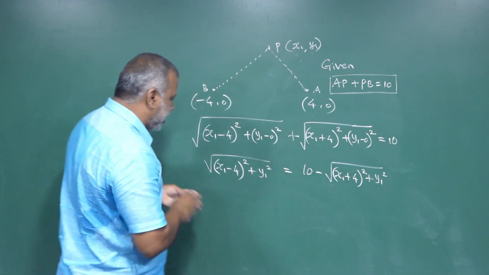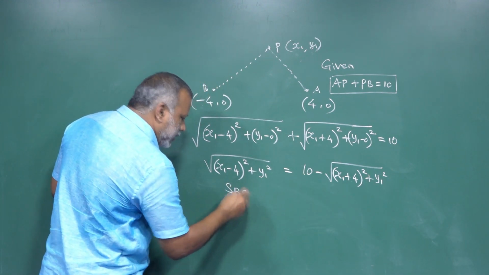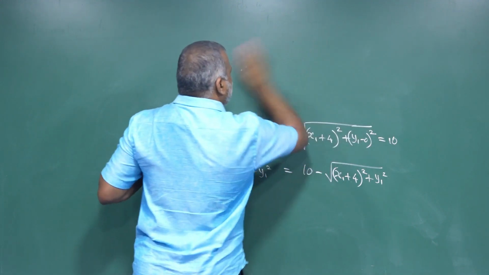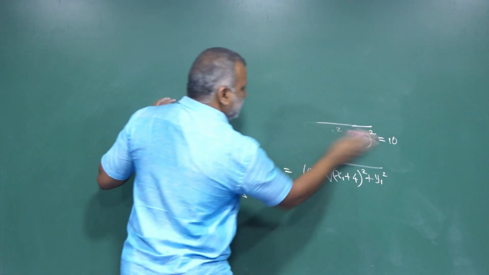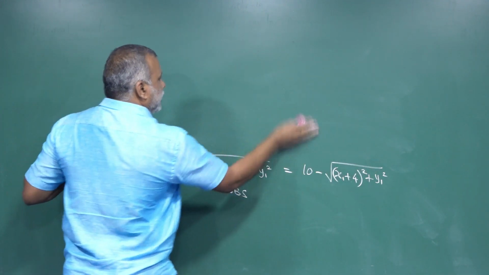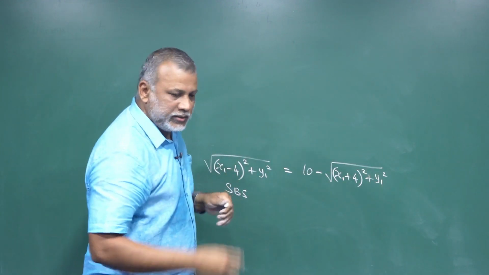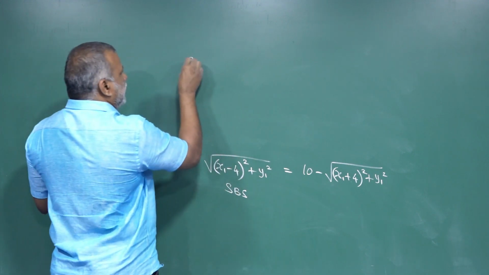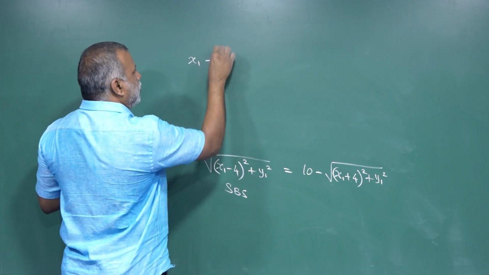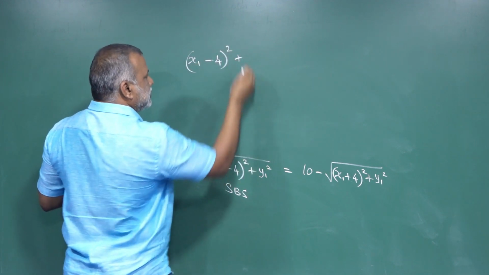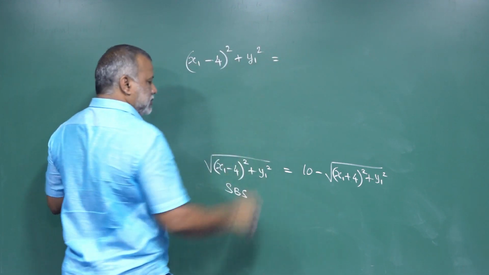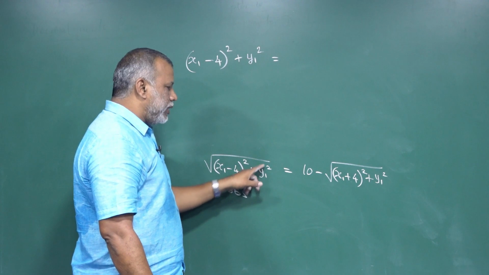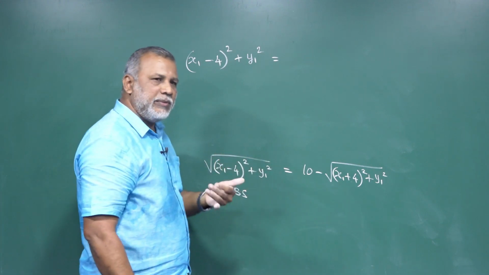Now we are squaring both sides. We want to square both sides. Now listen carefully. If we square this equation on both sides, on your LHS side, if you are squaring this family, the root and square will be removed. Therefore, in your LHS we can get (x1 minus 4) the whole squared plus y1 squared. See, if we square both sides, then (x1 minus 4) the whole squared plus y1 squared, the root and square will be removed.